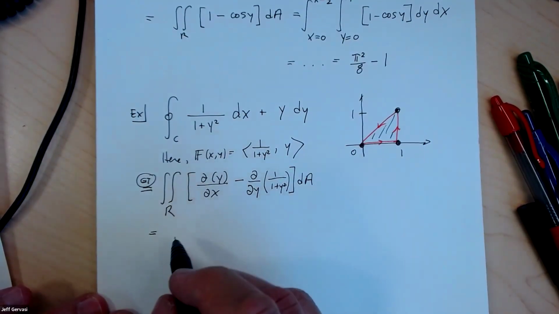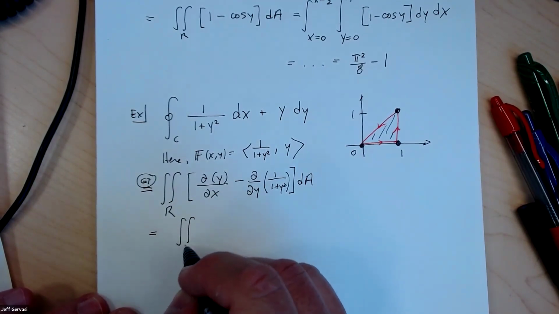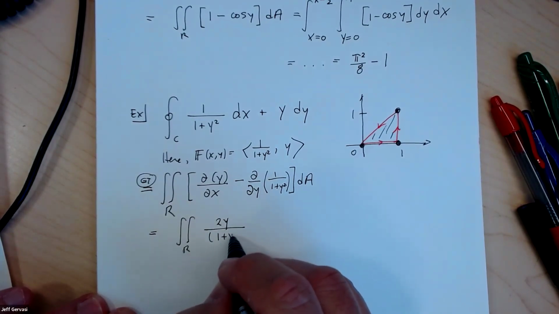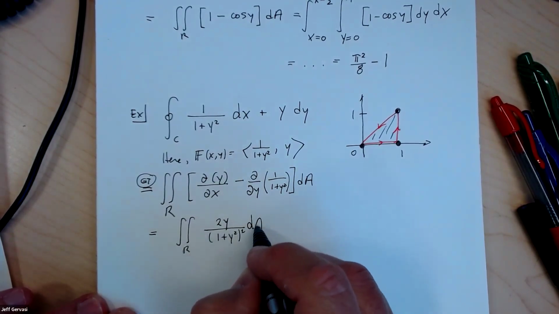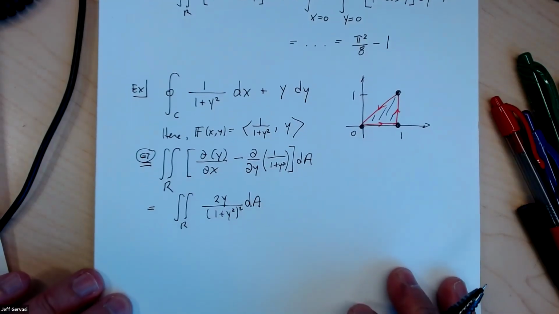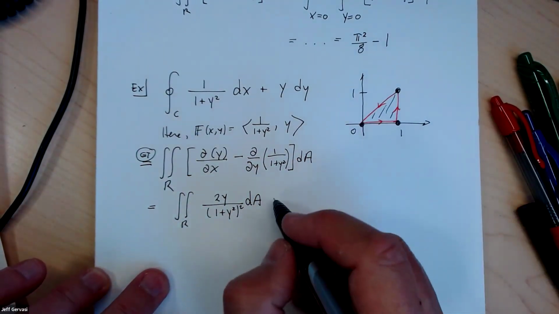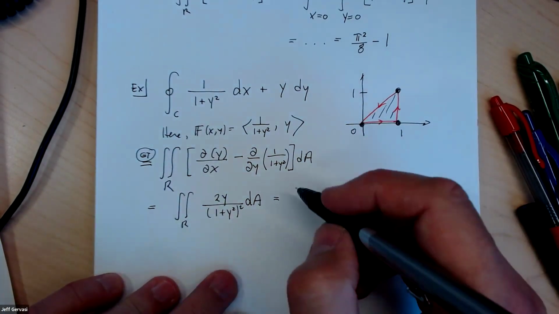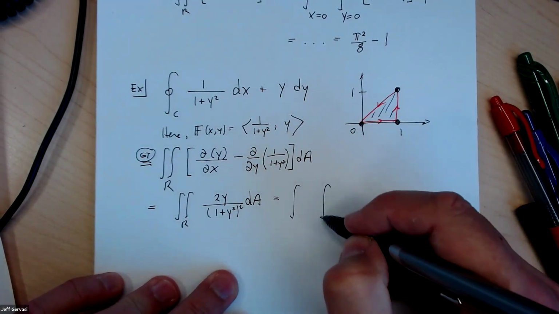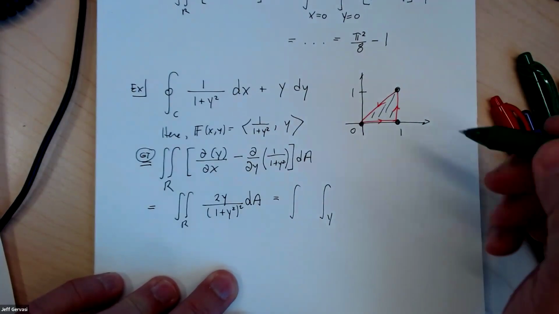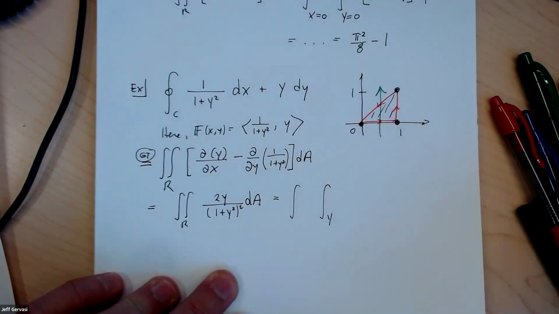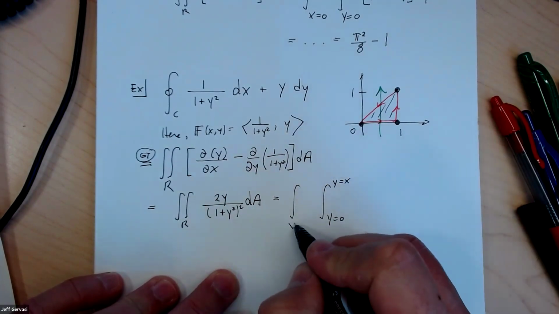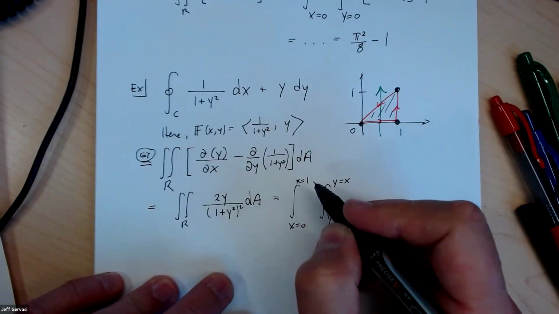Okay, now of course the first derivative is going to be 0. The second one, by the quotient rule, like that. Okay. All right, let's see. Now we'll set this up again using my region right over here. Let's integrate with respect to y first. We're going to get y equals 0 again to y equals the identity function. X is going to range from 0 to 1.